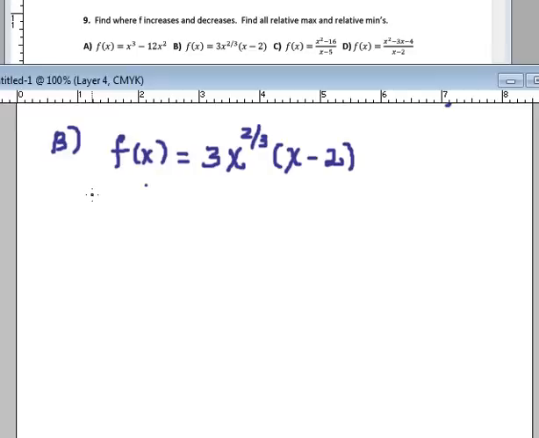Right, I want to calculate f prime, but I think it's easier for me if I first multiply this out. So let's do that. So I'm going to multiply out 3x to the 2/3 times x, so that's 3x to the 2/3 plus 3/3, that's 5/3. Rather than take the product rule, I think it's easier just to multiply out before we differentiate. Minus 2 times 3 minus 6x to the 2/3.